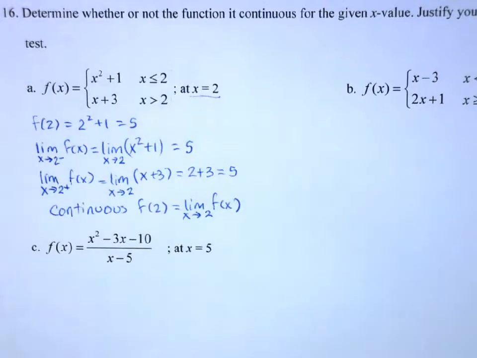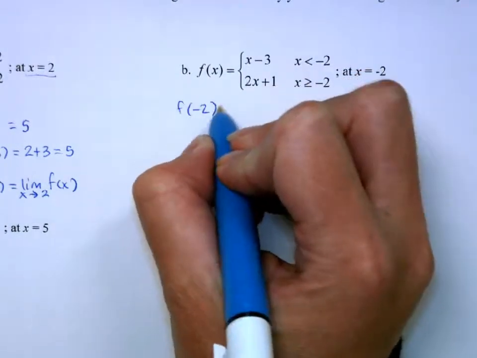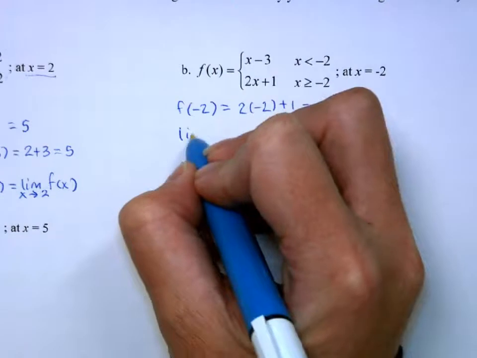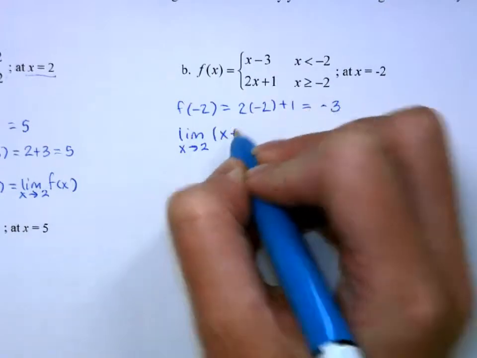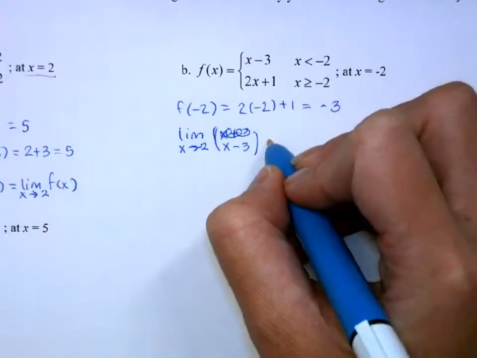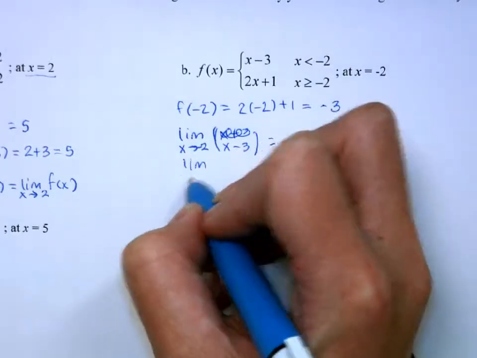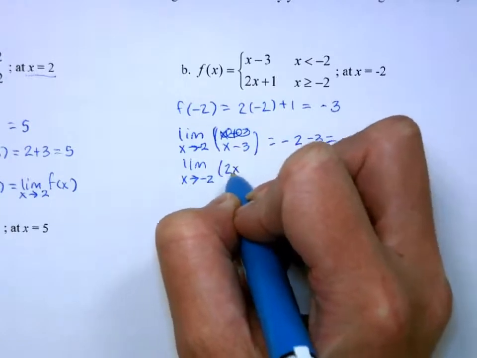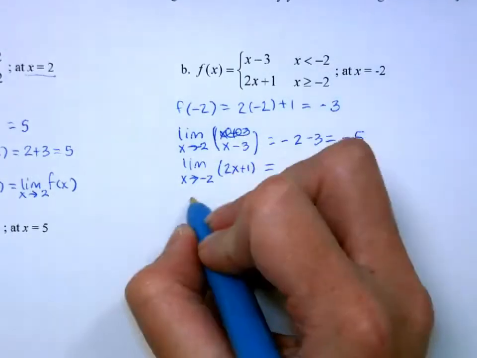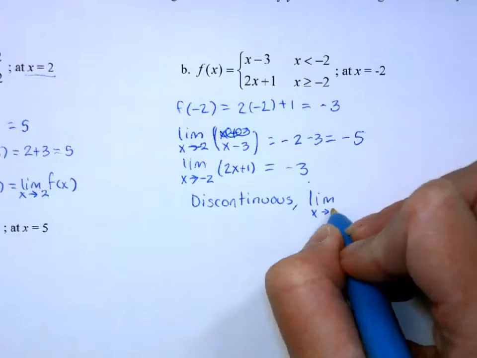Okay, this one, f of negative 2 is certainly going to exist. So negative 4 plus 1 is negative 3. And I'm just going to look at each of these, sorry, this is x minus 3. Okay, that's going to be negative 2 minus 3 is negative 5. So that's going to be bad news for us, or good news, I guess. Okay, that's still going to be negative 3. So it has a function value, but the right-hand and left-hand limits are not the same. So this is discontinuous because the limit as x approaches negative 2 does not exist.